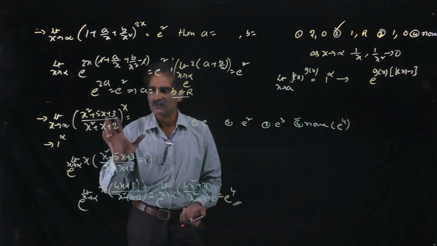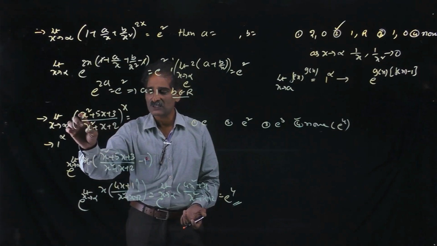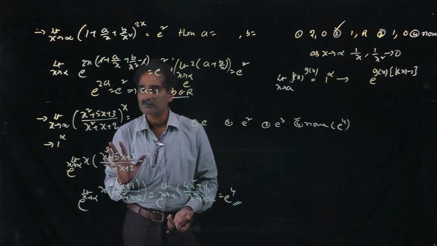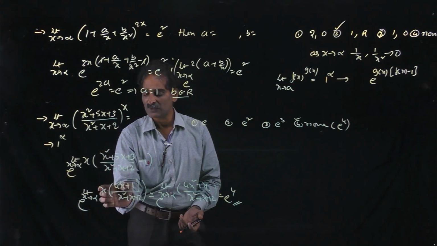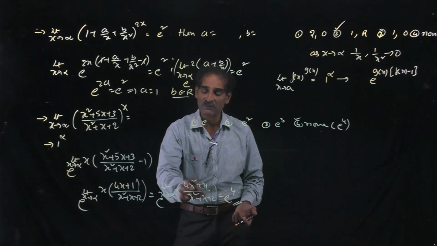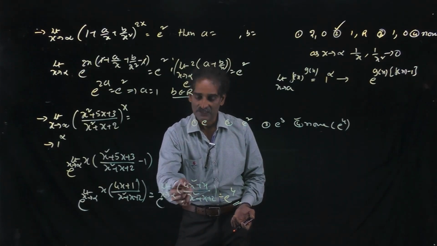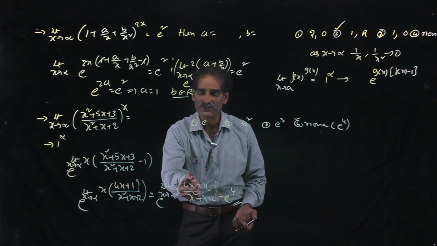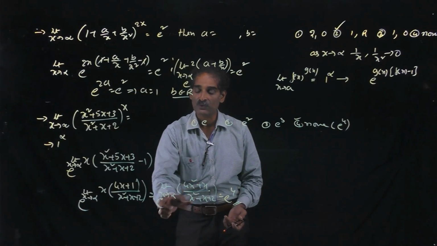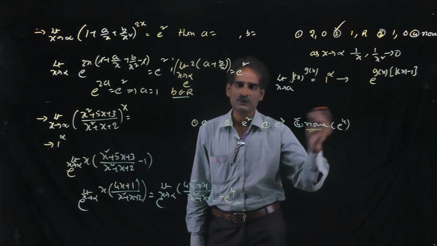For the form 1 power infinity, g(x) into f(x) minus 1, e power that. Here x square gets cancelled, and 5x minus x is 4x, 3 minus 2 is 1. So this is the numerator, this is the denominator, multiplying by x, 4x square plus x. As x tends to infinity, this type of expression's value is the ratio of the highest power coefficients. Here x square is the highest degree term, and the numerator and denominator degrees are the same. The coefficient of this is 4, the coefficient of this is 1. The value of this expression is 4, and with e, the value is e power 4. Here the option is none, otherwise e power 4.